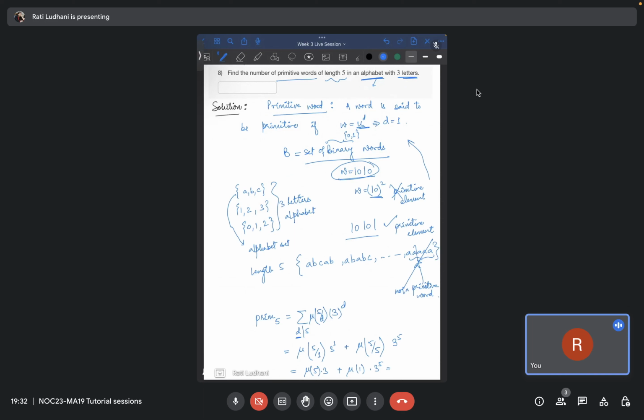And what is mu 5? That is a prime number. You'll get minus 1 into 3 plus mu 1. So this is the Mobius function. So you have 1 into 3 raised to power 5, and this is 243. This is minus 3. So you'll get 240. So this is your answer. Answer is 240.